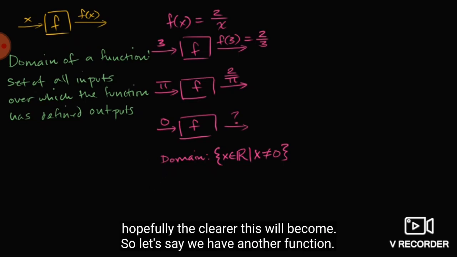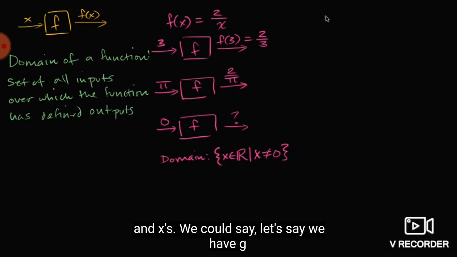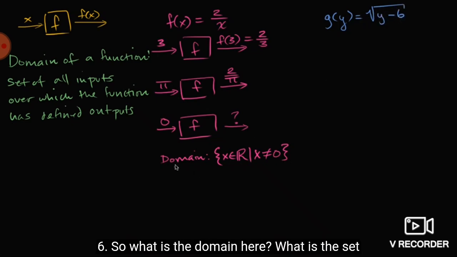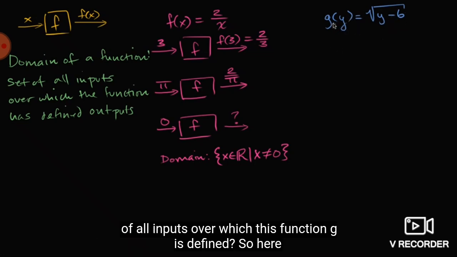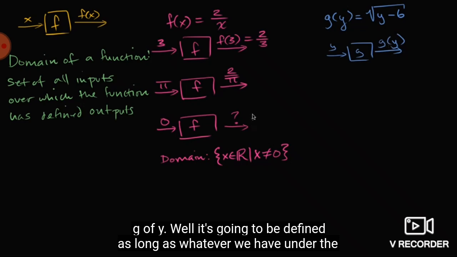The more examples we do, hopefully the clearer this will become. So let's say we have another function. And just to be clear, we don't always have to use f's and x's. We could say, let's say we have g of y is equal to the square root of y minus 6. So what's the domain here? What is the set of all inputs over which this function g is defined? Here we are inputting a y into function g, and we're going to output g of y.